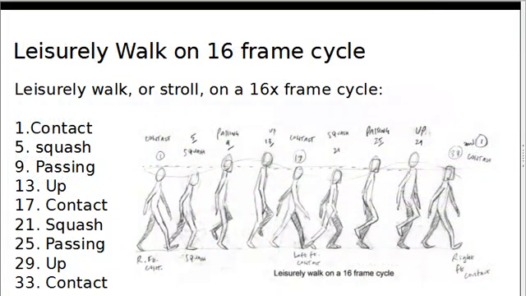So, if we take a look at a human biped walk, if we take a leisurely walk on a 16-frame cycle, which is the basic walk that we're going to be doing in this tutorial, we'll start with the right foot contact position here, into the squash, where both feet are taking the weight, then the passing at frame 9, then the up position at 13, contact again, this is the mirror image of frame 1 at frame 17, squash at 21, passing at 25, up at frame 29, and then back into the right foot contact position at frame 33, which is the same as frame 1. So that's the basic formula for what we're doing.